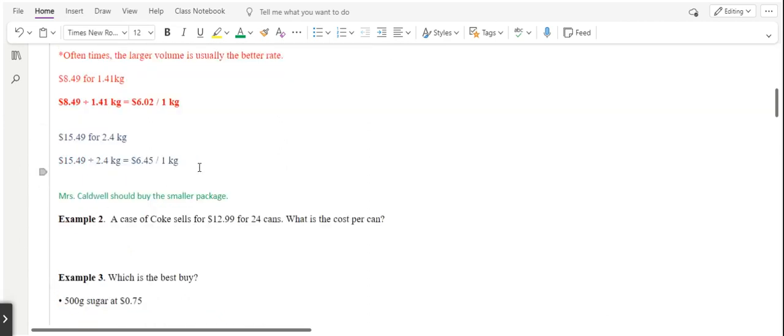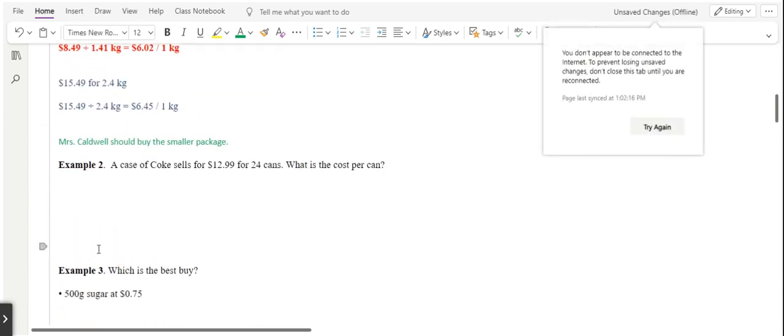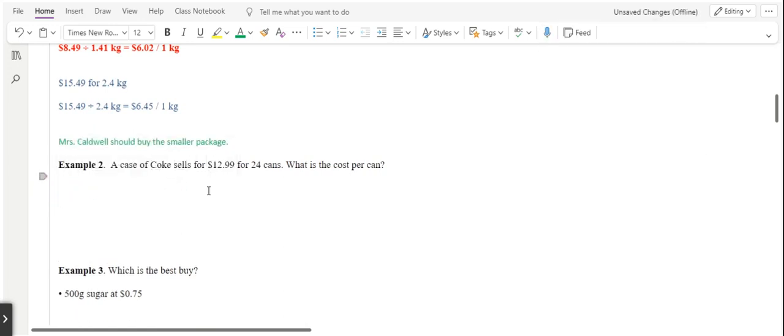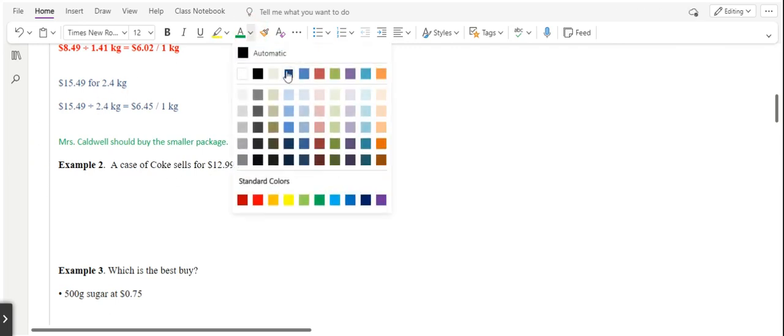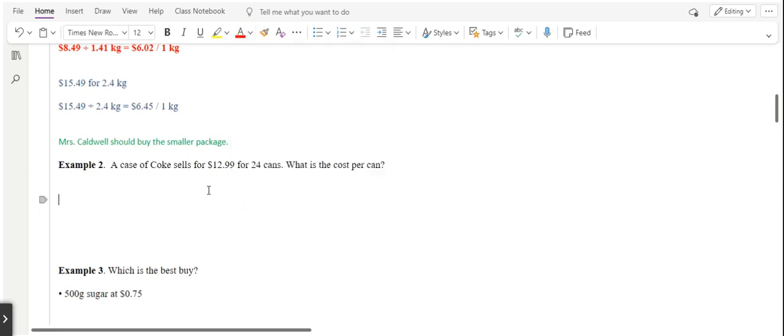All right, and so let's have a look at example 2. Suppose a case of Coke, like Coca-Cola pop, sells for $12.99 for 24 cans. What is the cost per can? So this is a question we've looked at previously, but again, it's a good review.